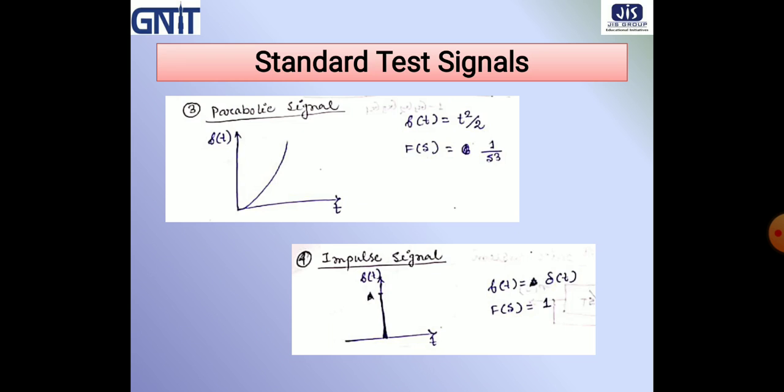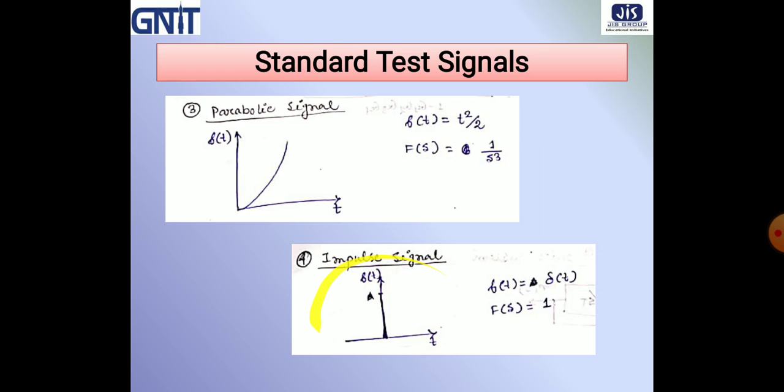Now next is the parabolic signal. Our parabolic signal is expressed in the time domain as f(t) = t²/2. If we apply the Laplace transform here, we get F(s) = 1/s³. So the parabolic signal in the Laplace domain will be 1/s³.